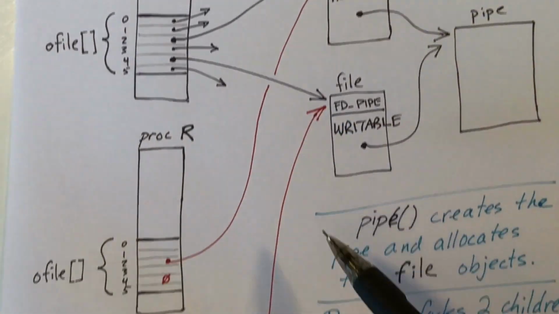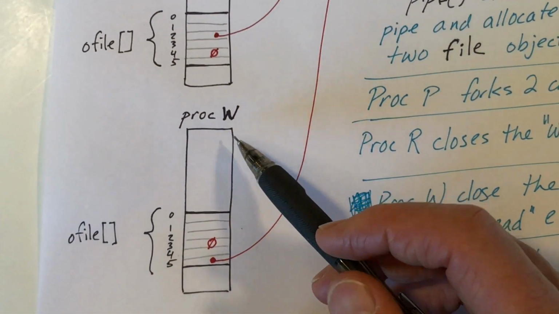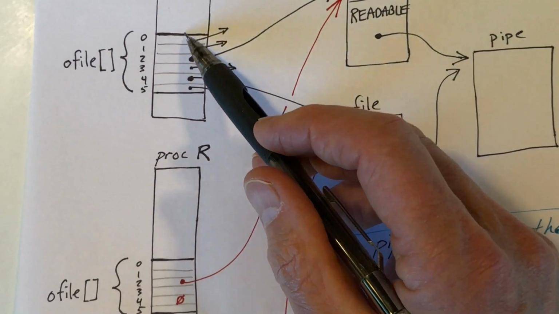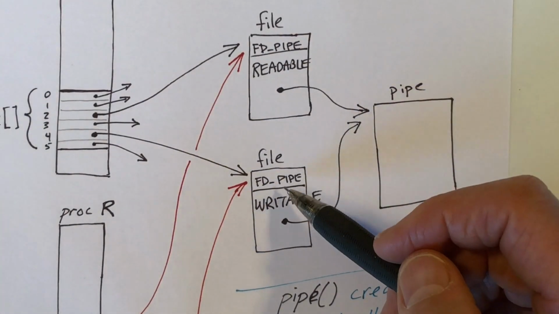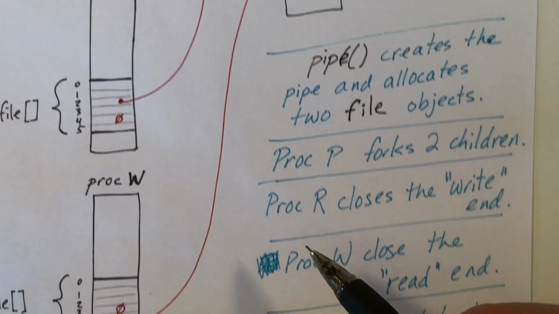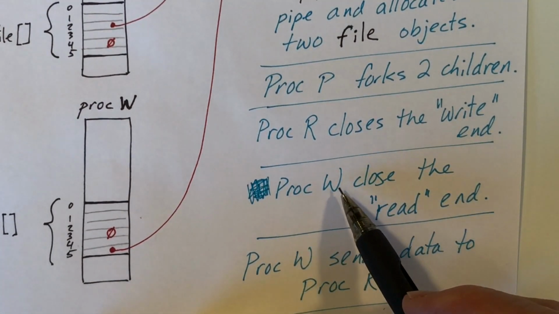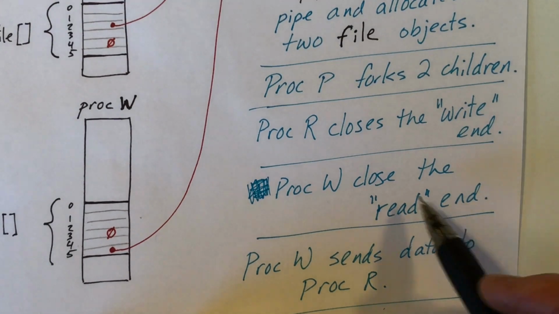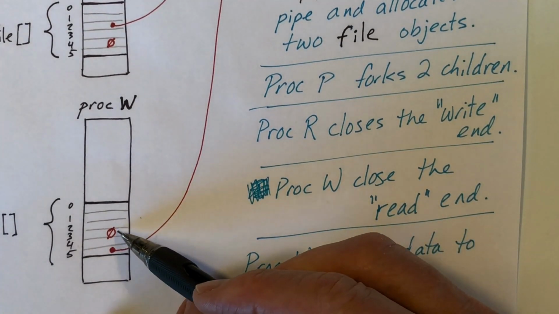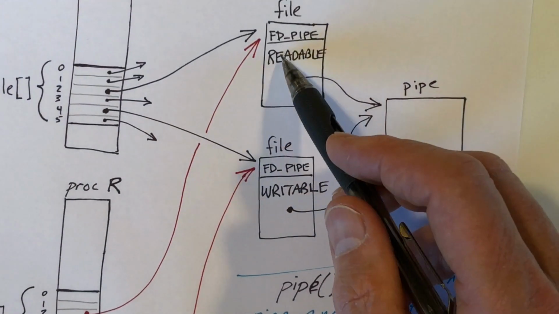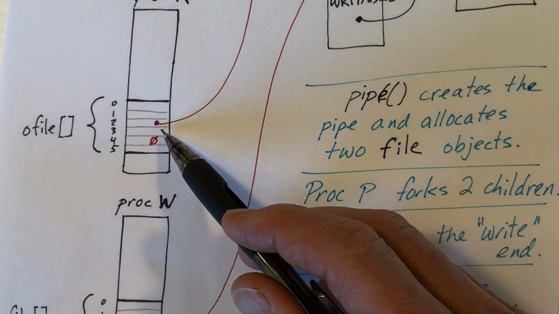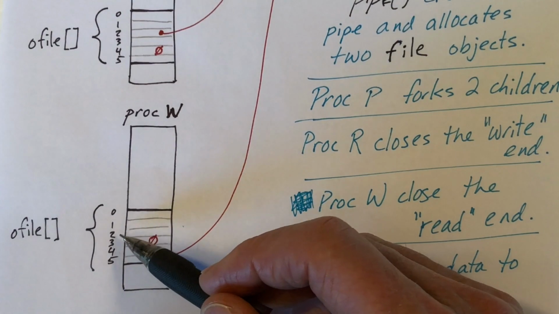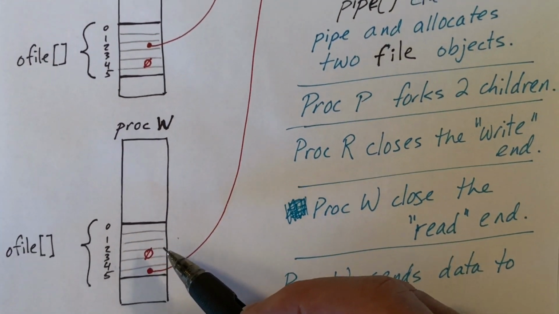And process P is also going to fork the writer process. And again, the entire o-file array will be copied and the reference counts increased for all the file objects. And then we're going to assume that process W will immediately close the read end. So we'll end up following this pointer, decrementing the reference count, and then setting that to null. So now we have this situation. By the way, my indexes don't quite line up here, but I think you get the idea.